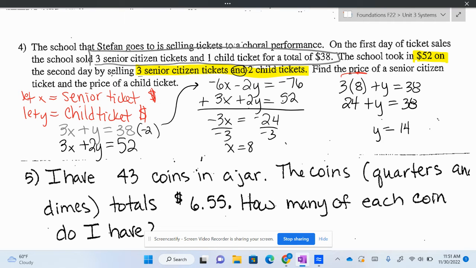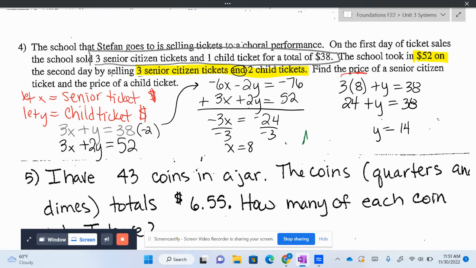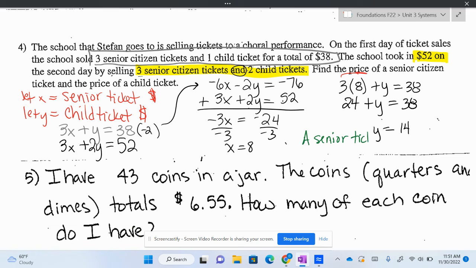So I have to write a little sentence. So a senior ticket is $8, and a child ticket is $14. I think that's ridiculous that a senior ticket is so much less than a child ticket.